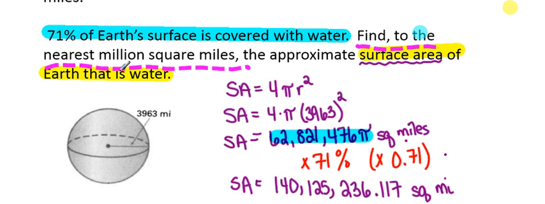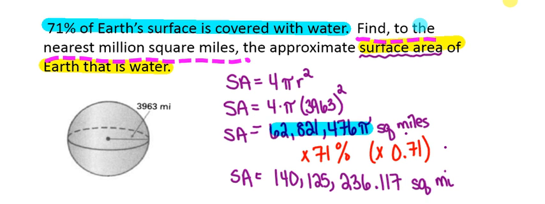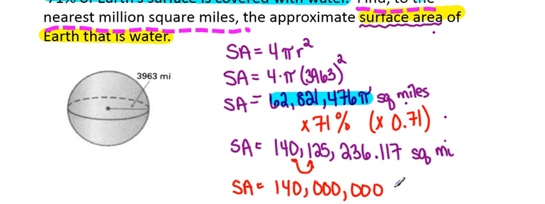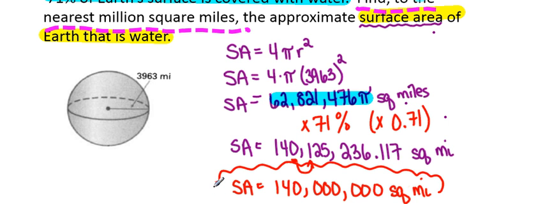But if I'm looking at what I'm asked to do, this wants me to round to the nearest million. So in this number, there's the million spot. That's the place I'm going to round to. So when I look to the digit that follows it, that 1 is going to tell me that I'm going to keep that 0 as 0. So to the nearest million miles, the surface area that's covered with water is 140 million square miles.